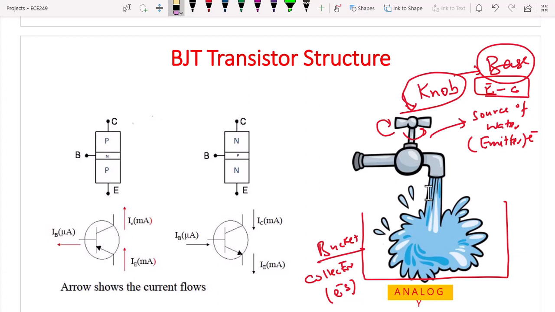Here we are then showing the symbols. Suppose this is the transistor symbol. If the arrow is going outwards, then it is NPN, and if the arrow is going towards inside, then it is PNP. That thing you can note here. This is PNP, this is moving outwards, so this is NPN, right?